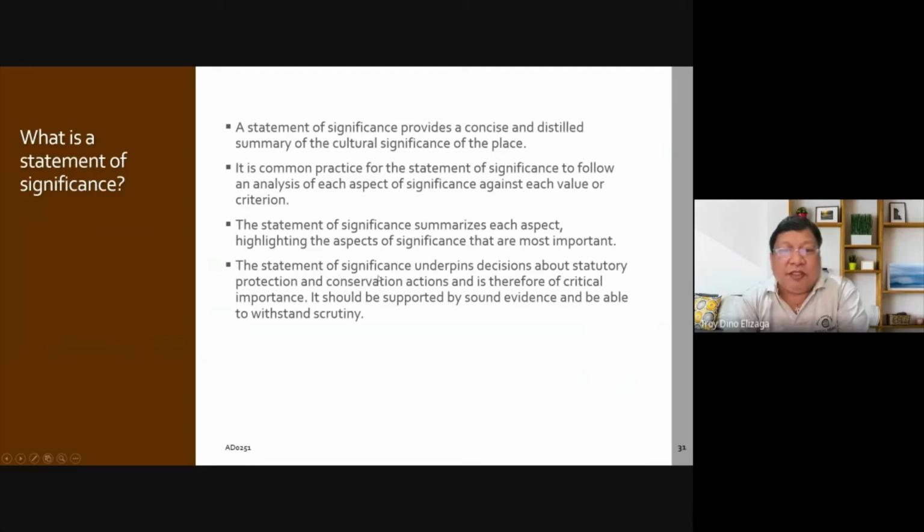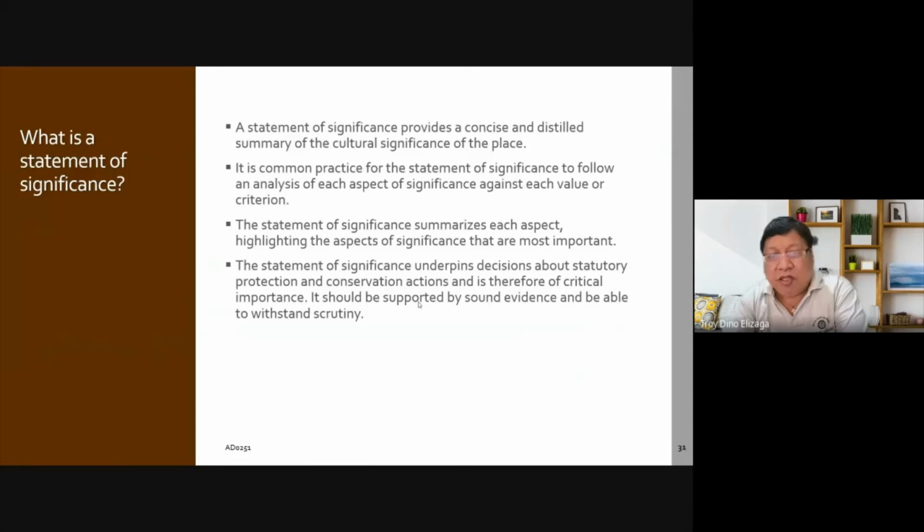The statement of significance underpins decisions about statutory protection and conservation actions and is therefore of critical importance. It should be supported by sound evidence and be able to withstand scrutiny.